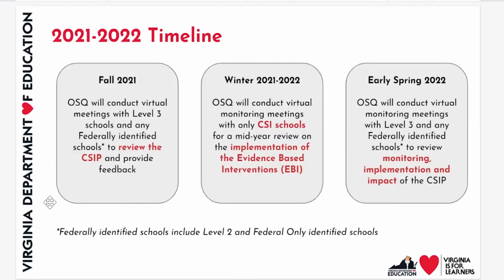So let's speak in more specific terms. Our timeline for 2021-2022: in the fall of 2021, the Office of School Quality will conduct virtual meetings with level 3 schools and any federally identified schools to review the CSIP and provide feedback. And federally identified schools include some level 2 and federally only identified schools.